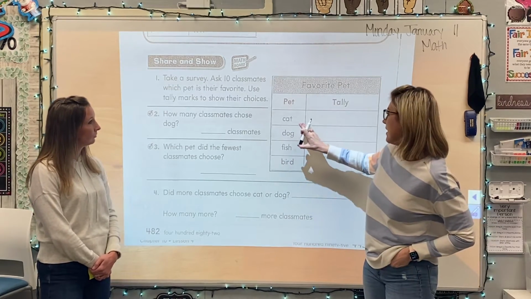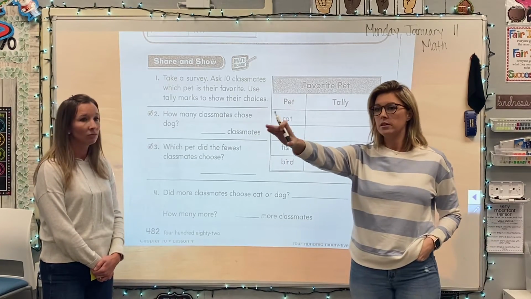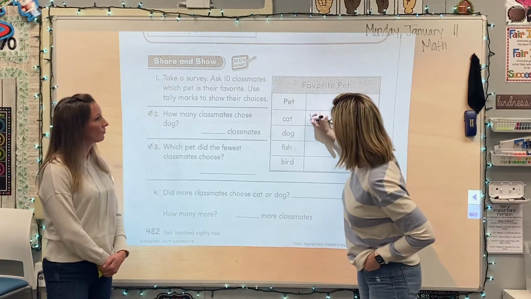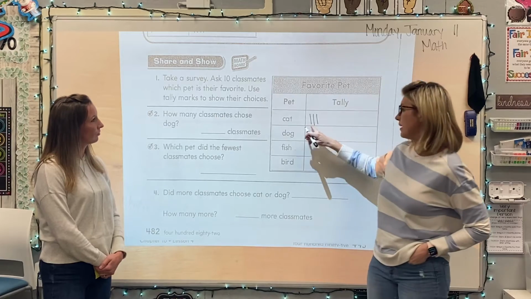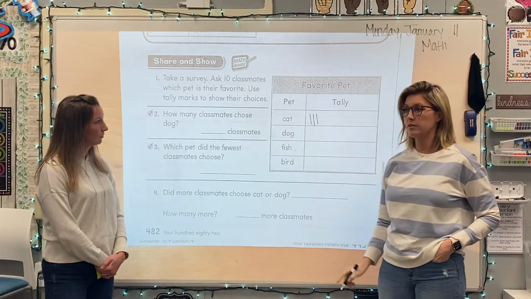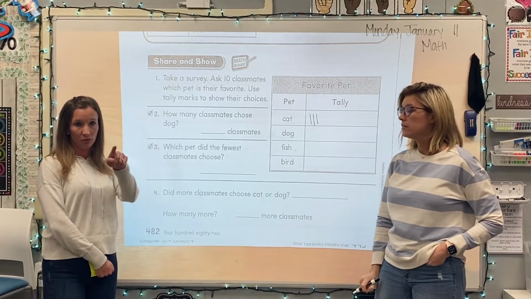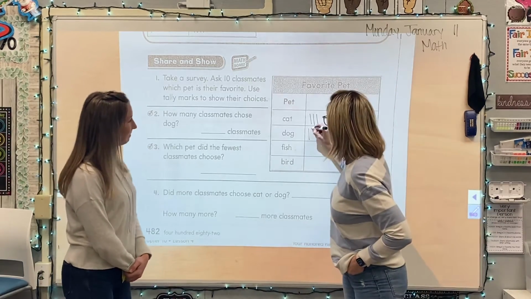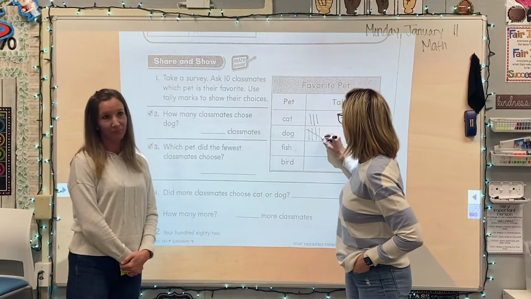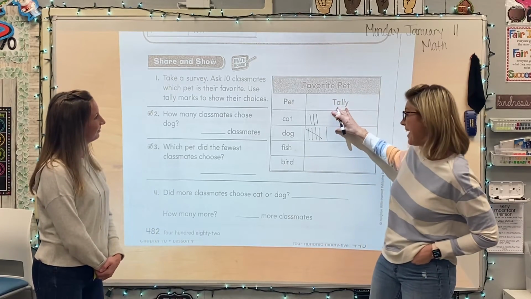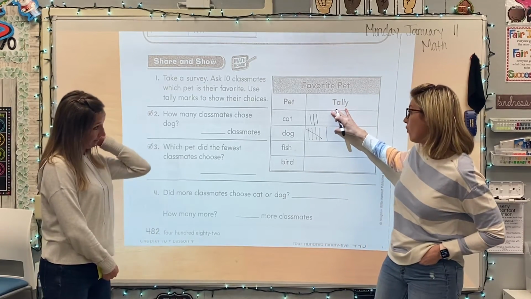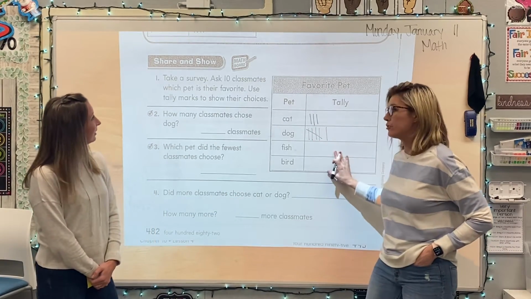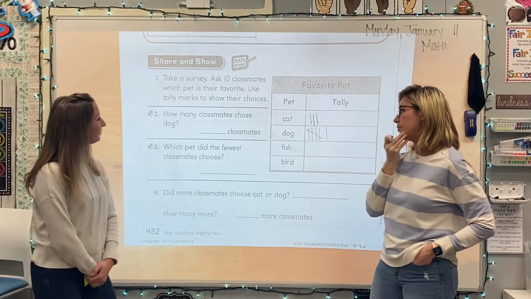Let's say cat. I'm going to see 1, 2, 3. 3 students like the cat. So I'm going to do my tally marks. Can you count how many students like dogs? 6. Wow, that's a lot. Yep, 1, 2, 3, 4, 5, 6. Lots of kids in here. Okay, well, we only get 10, so we only have 4 more students. 1, 2, 3, 4. Oh, no, we only have 1 more student. Okay, let's see. One of them probably only likes fish or birds.